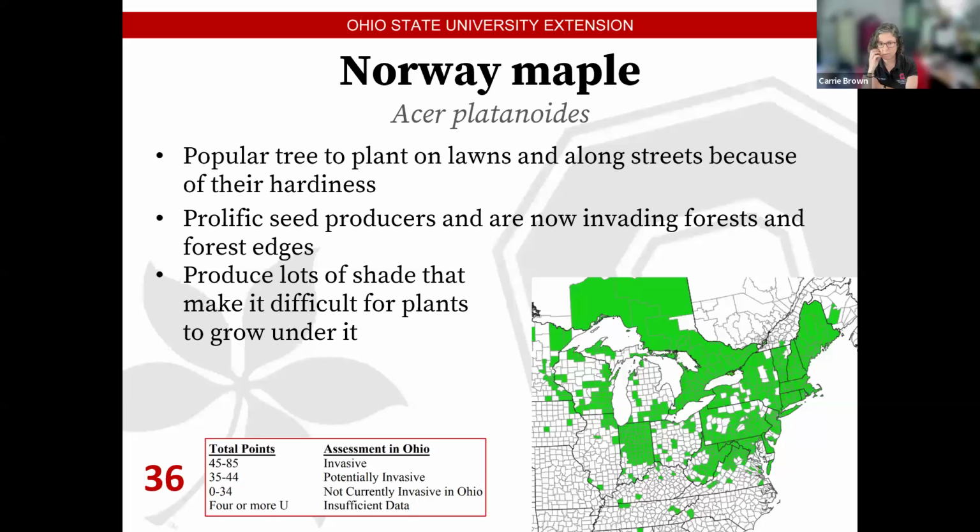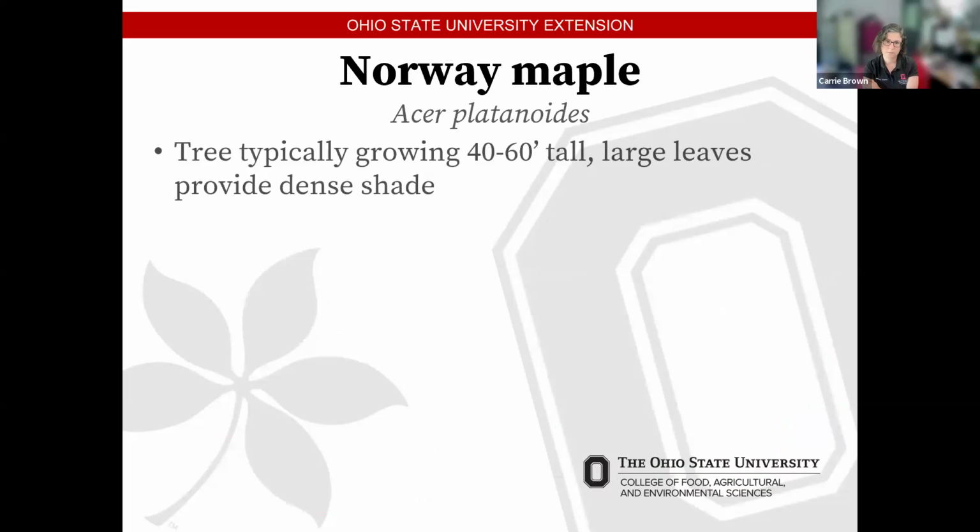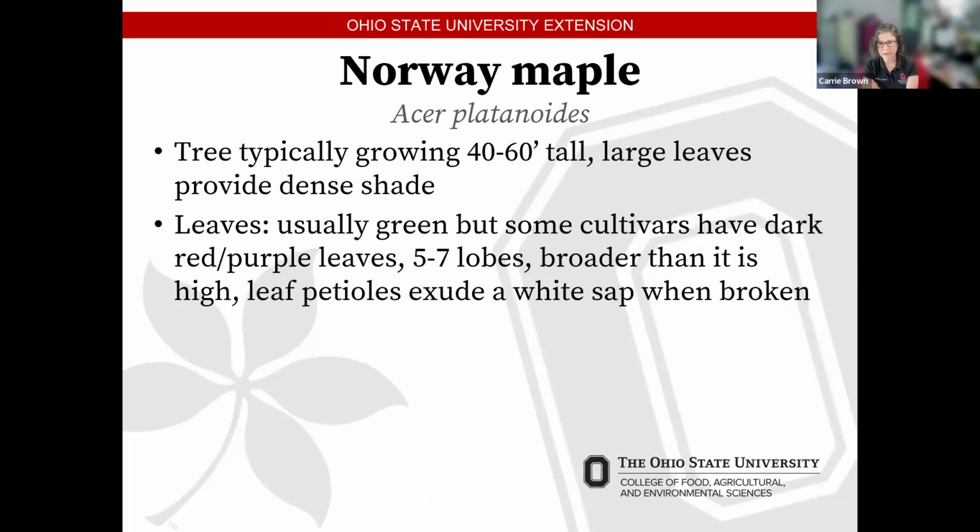I think the main concern with this plant is it has very large leaves, and very large leaves produce a lot of shade. That really makes it hard for plants to grow underneath it. So oftentimes it will shade out those understory plants that we talked about. And like I mentioned, it's very well adapted to extreme soil types. So, a medium-sized tree, 40 to 60 inches tall, with very large leaves that provide dense shade.